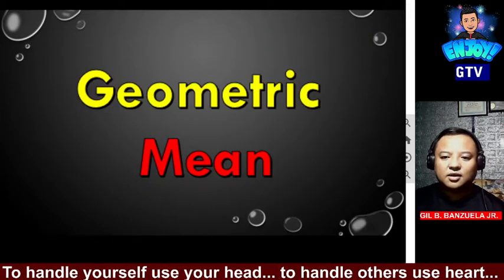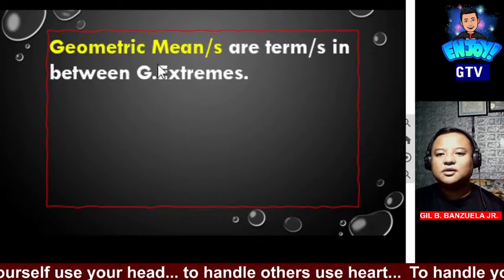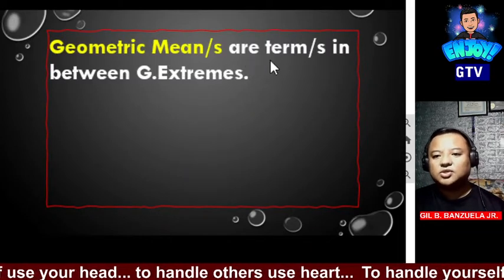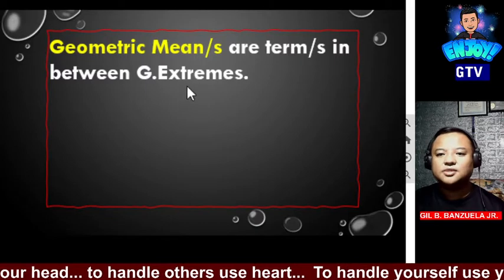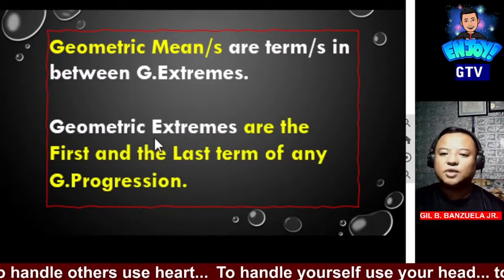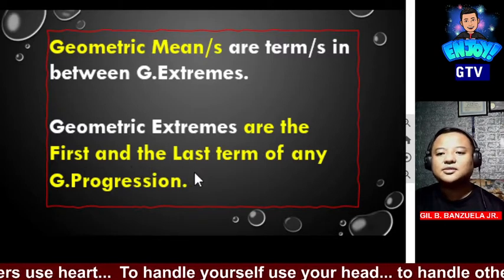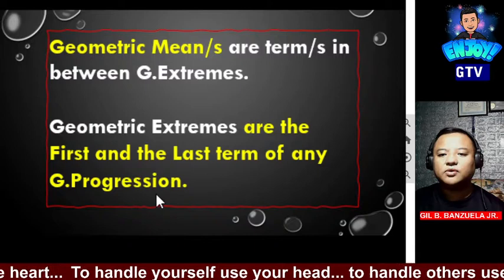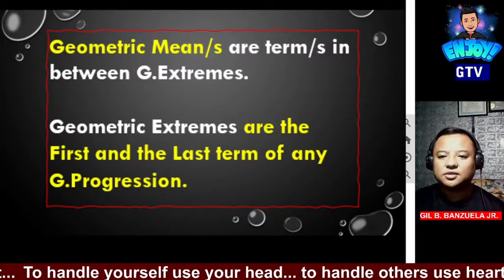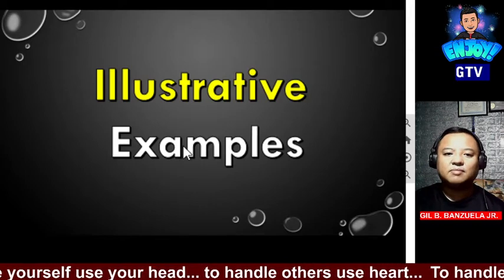Again, welcome to geometric mean. So let's define. Geometric mean or means are terms in between geometric extremes. And geometric extremes are the first and the last of any geometric progression or sequence. So let us have some illustrative examples.